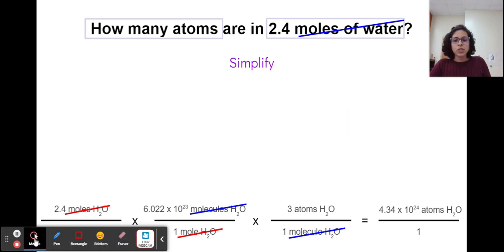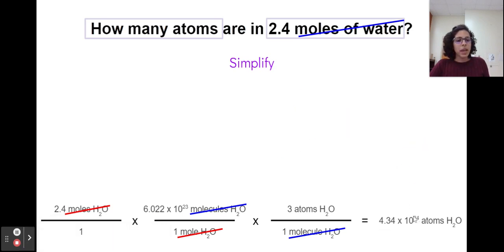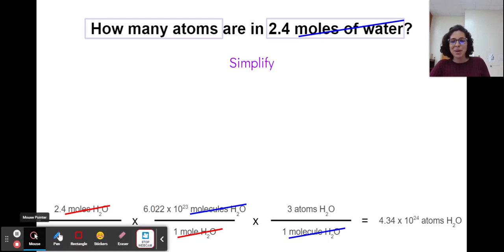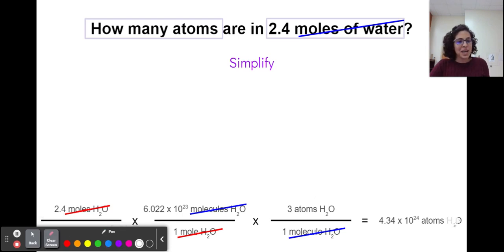To simplify this even the littlest bit further and not write it as a fraction, my final answer to the question, how many atoms are in 2.4 moles of water, is 4.34 times 10 to the 24th atoms in that amount of H2O. And again, it's bothering me. This little H2O should not be here. Okay, just pretend it's not there. It looks like a ghost. It's gone.